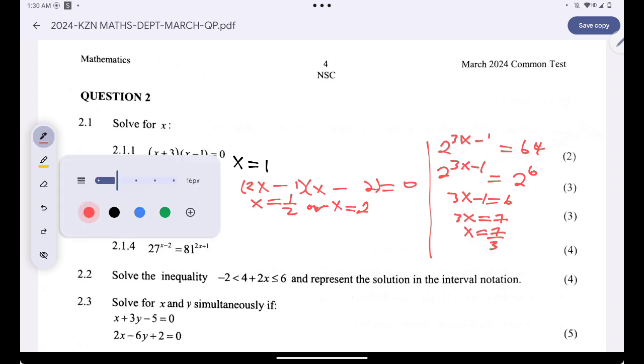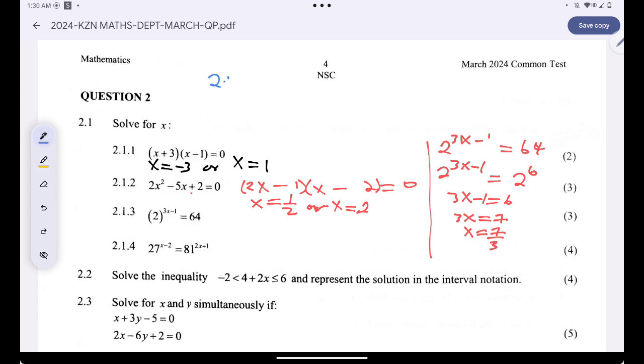Let's answer 2.1.4 there at the top. I have 27 to the power x minus 2 equals 81 to the power 2x plus 1. Always try to make bases the same, then the exponents should be equal. 27 is written as 3 cubed, and then 81 is 3 to the power 4.